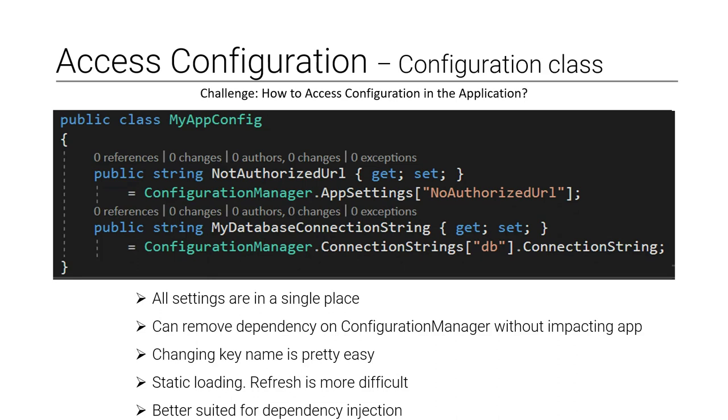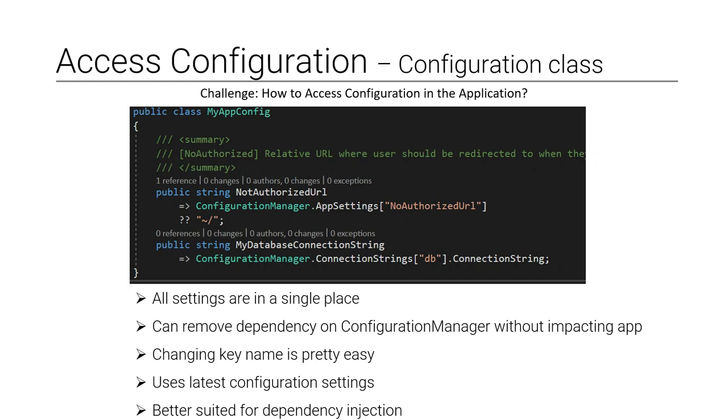This is a nice pattern. You can now inject this app config block into your code, and it works. You don't have to, and then all your configuration manager, app settings, or connection strings, or whatever, is in one place. Not bad.